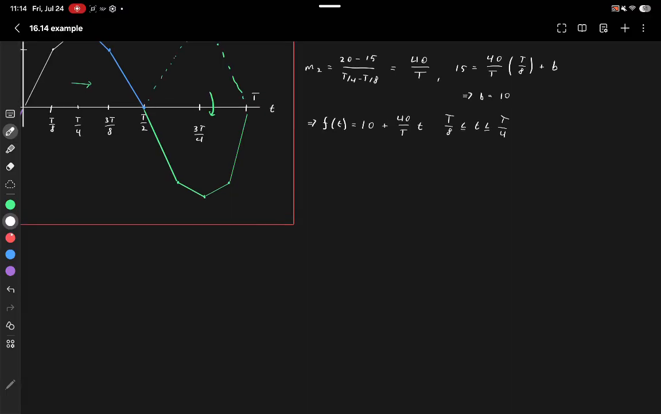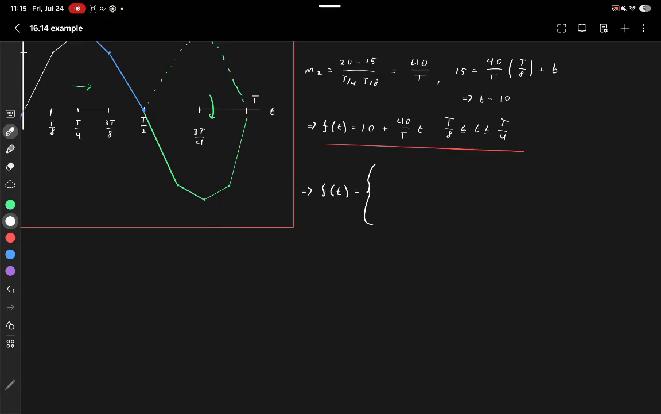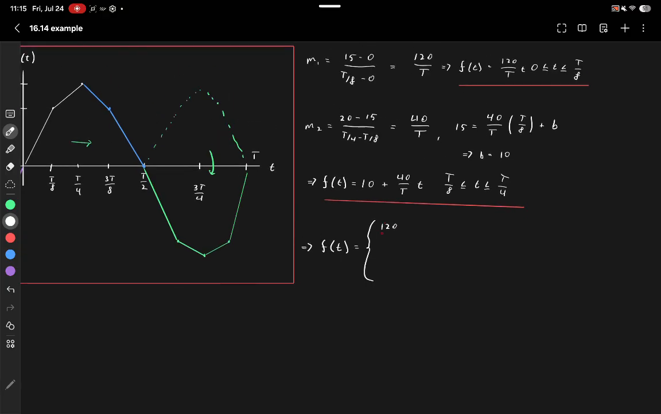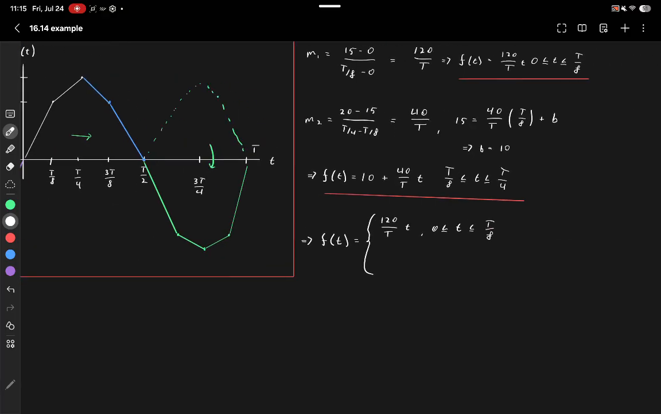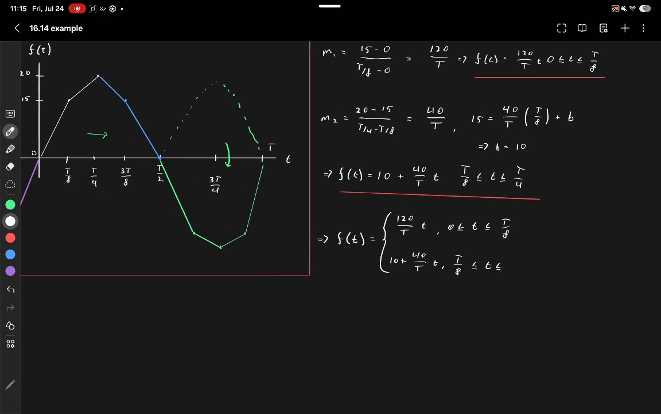Very nice. Now we could just work with this, but I'm going to do one little step that I like. I just like to throw this together in a piecewise so we can get a good idea that this is describing one thing with two different functions. So again, we've got our 120 over T times little t from 0 to T over 8, just our first portion here. And then here, we'll have our second portion, 10 plus 40 over big T times little t from T over 8 to T over 4.